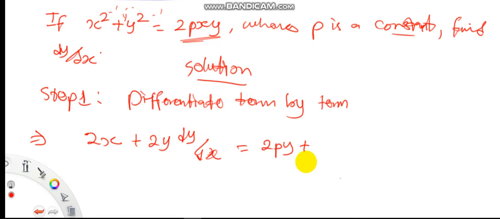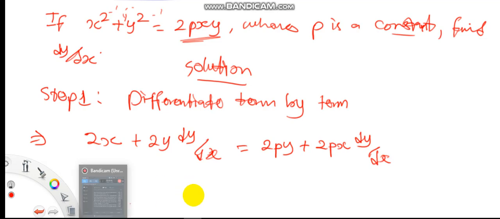For y now, we have 2p, and then we are now holding x constant and differentiating y. If we differentiate y, we are going to have dy/dx.